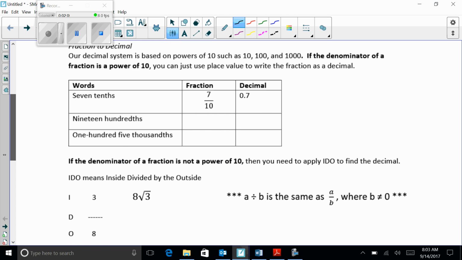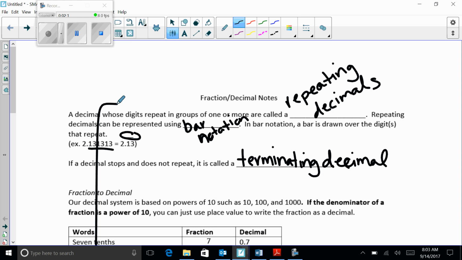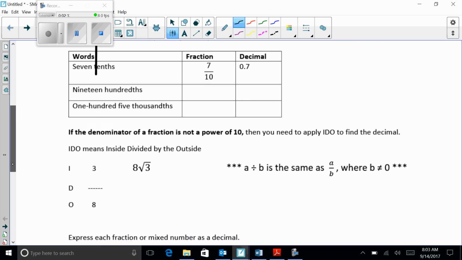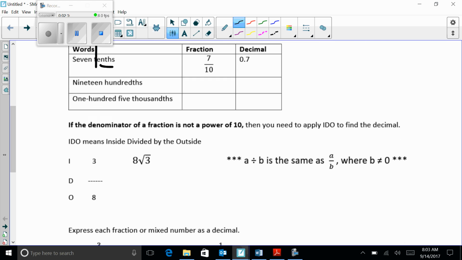So we see here that it's 7/10. Sorry guys, it decided it was going to move it. Let's try that again. So we see here that it says 7/10. So we put the 7 on top of the fraction, 10 on the bottom. So when we write it as a decimal, we write it with the 7 in the tenths place.